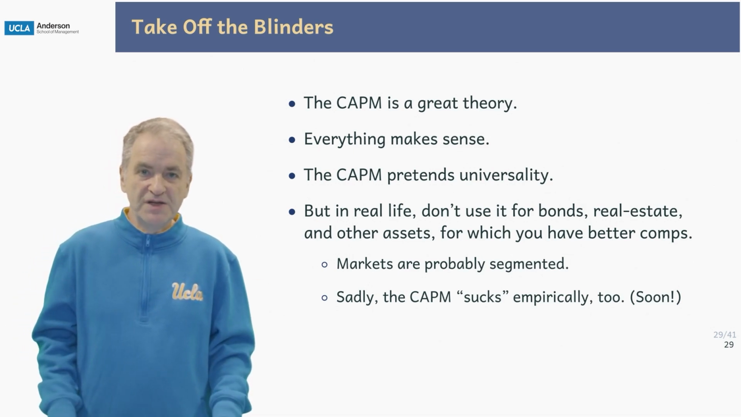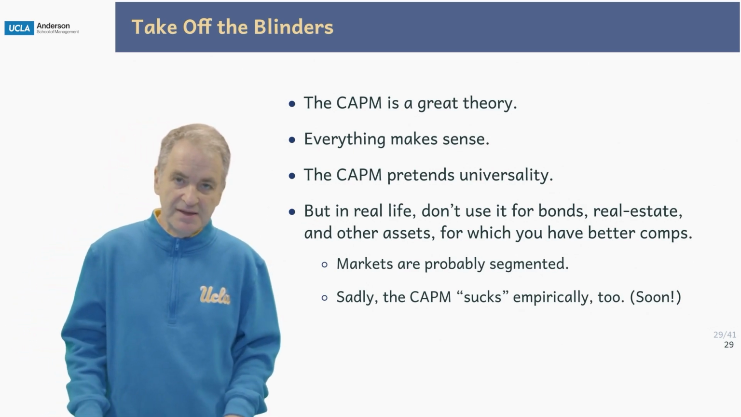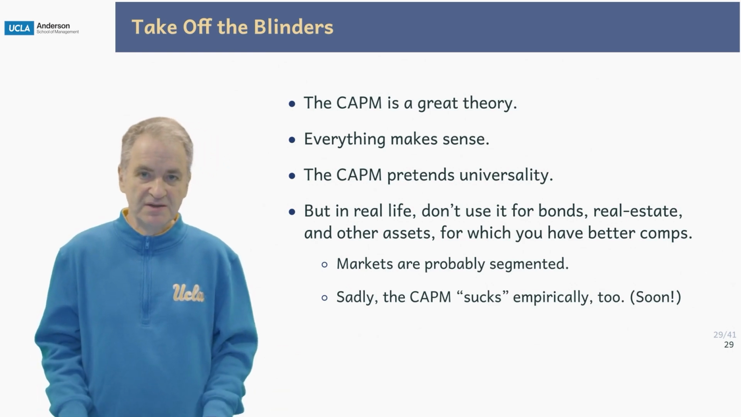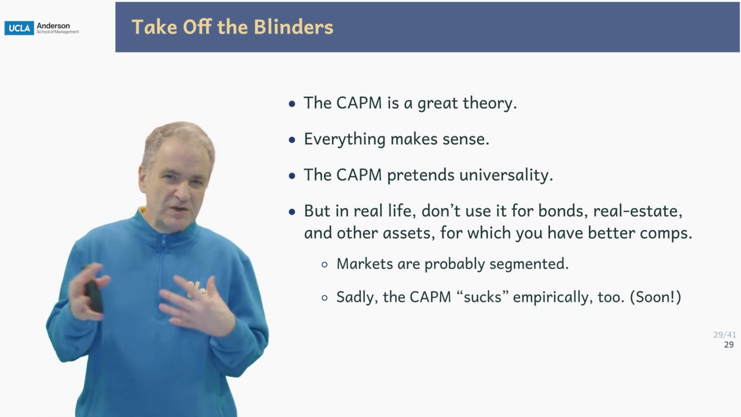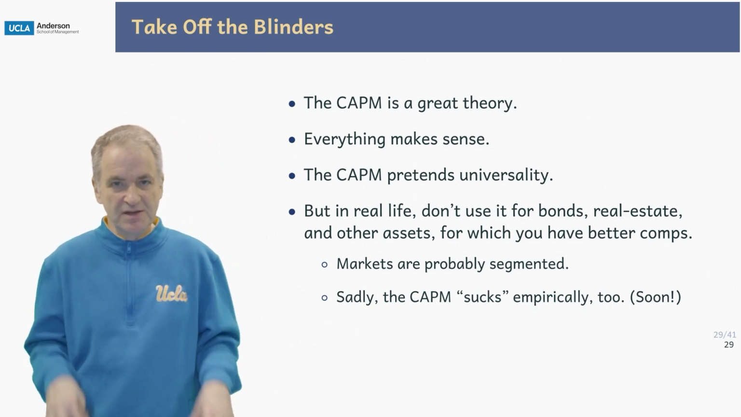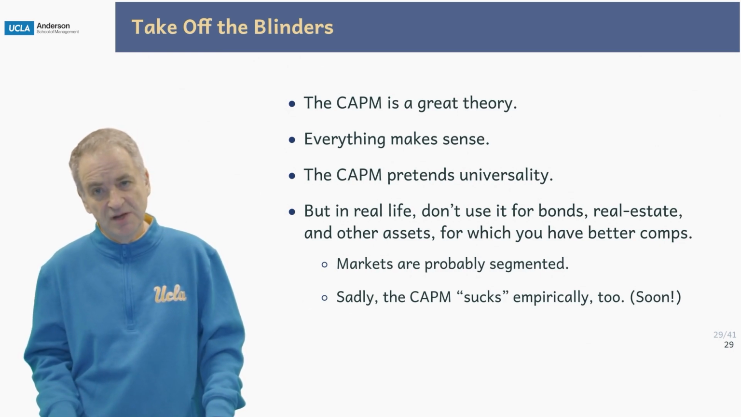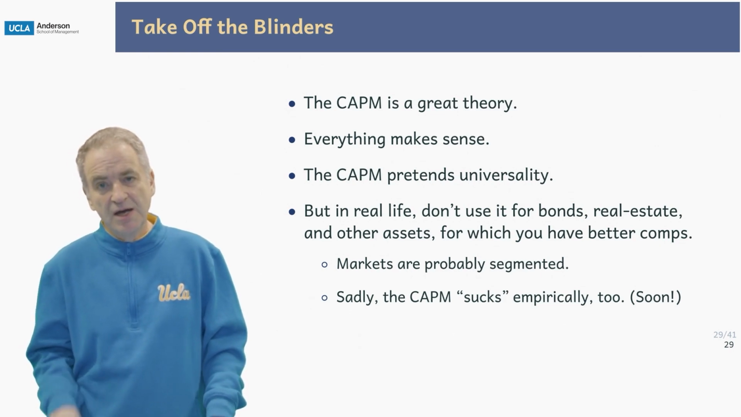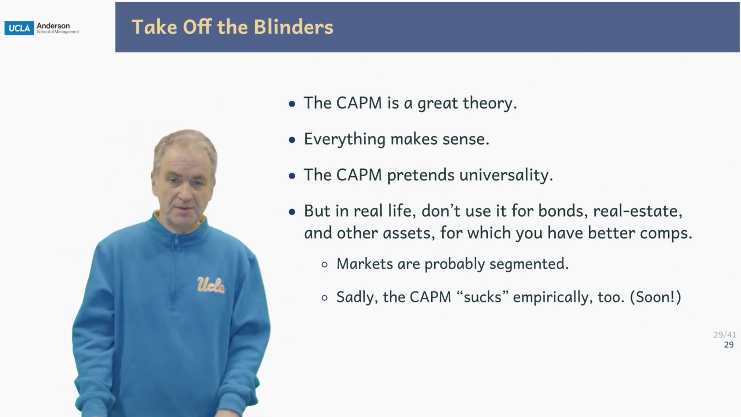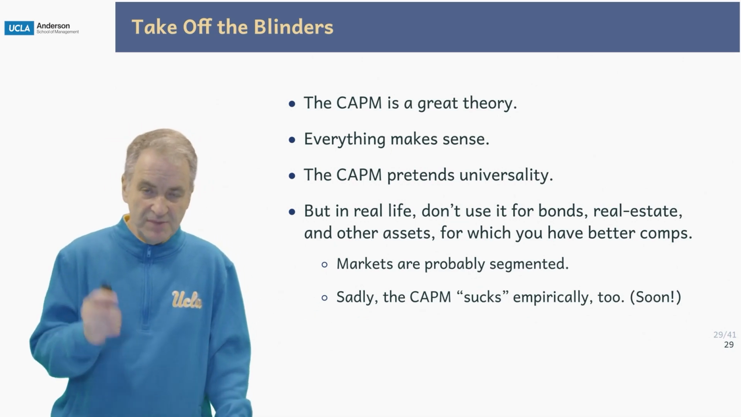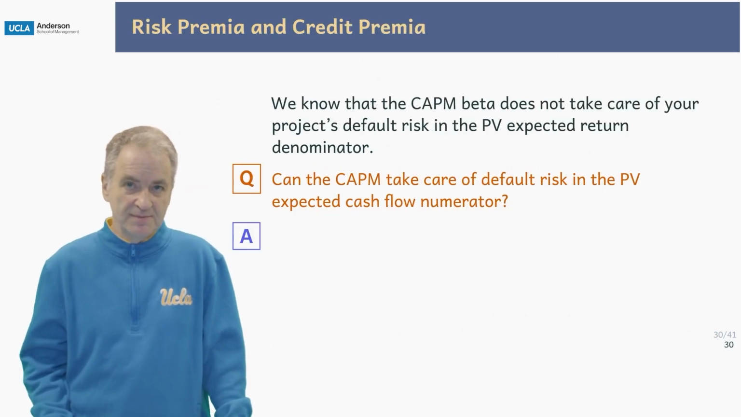Similarly, if we want to price real estate, a house, or other assets, go for other real estate or these other assets. These markets are also probably somewhat segmented. And sadly, the CAPM actually sucks empirically quite a bit. And I'm going to explain that to you in a moment. However, for the time being, we stick with it.